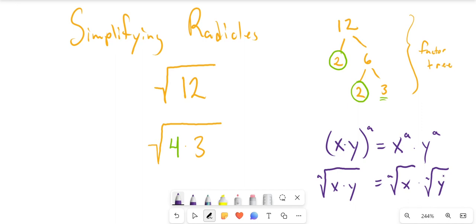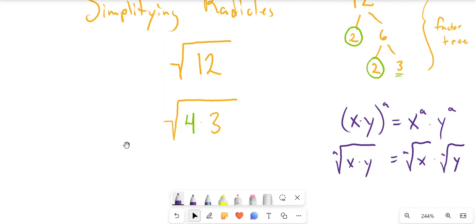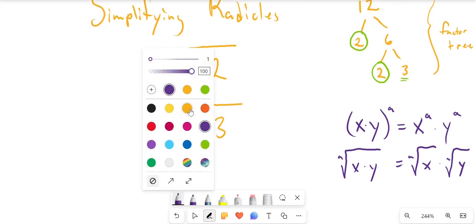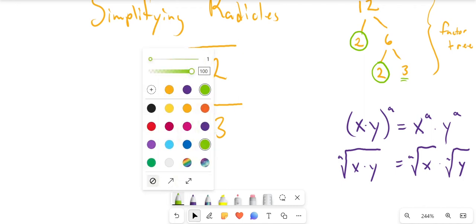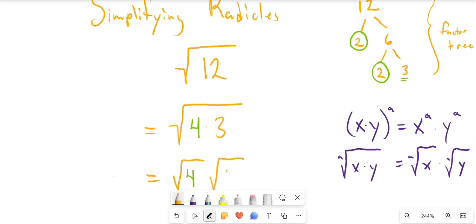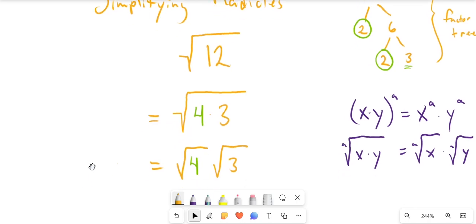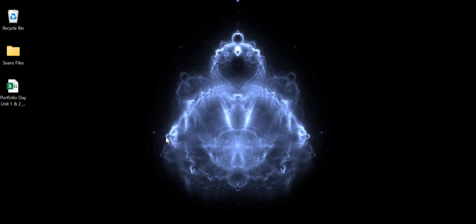And that's the thing. That's what's going to let us simplify radicals, is that we can really look at the radical of their parts. And so if I have a pair of numbers, also called a square, like 2 2s makes a 4, then I can look at the square root of 4 separately from the square root of the 3 that's in the 12.